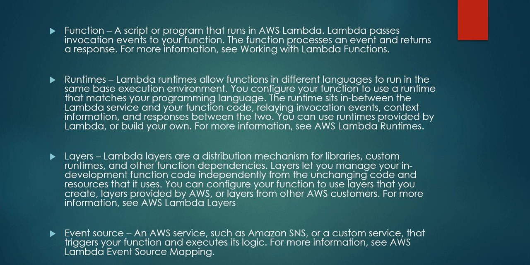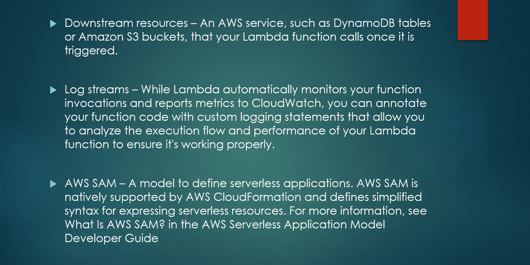Next is event source. An AWS service such as Amazon Simple Notification Service, also known as SNS, or a custom service that triggers the function and executes its logic. Moving on, we have downstream resources. An AWS service such as DynamoDB tables or Amazon S3 buckets that the Lambda function calls once it is triggered. So the data would be in DynamoDB, or it will pull the data from the Amazon S3 buckets when the function calls or it triggers an event.